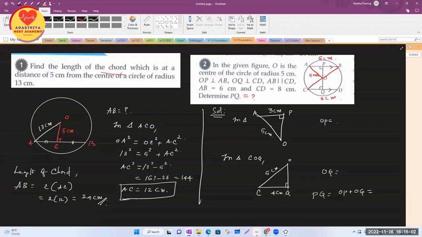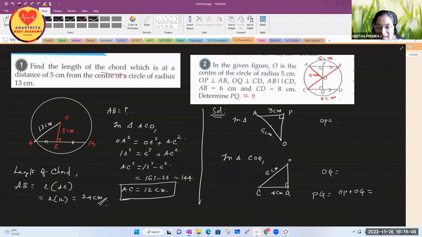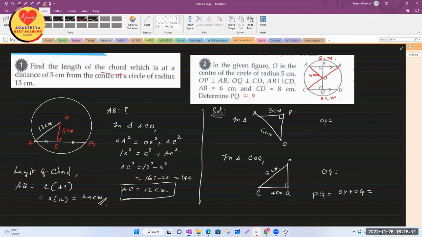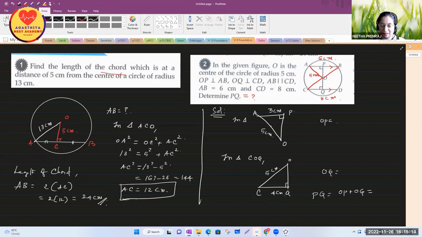Answer 7. Really? So fast. I think you have seen the answer and giving. Am I right? Ma'am, OP is 4, ma'am. OQ is 3, ma'am. Superb. Very easy. You guys are smart. Very good. 7 centimeter. Okay.